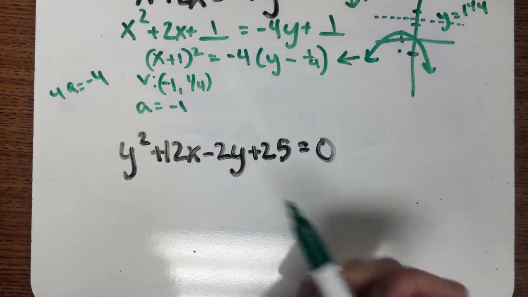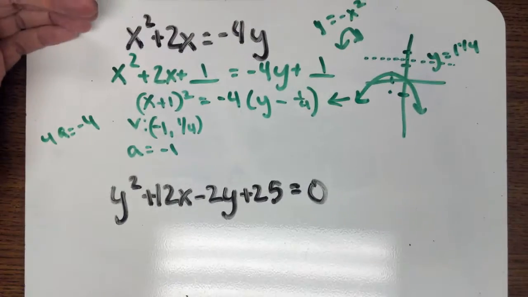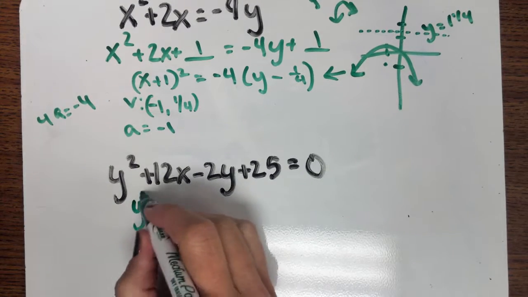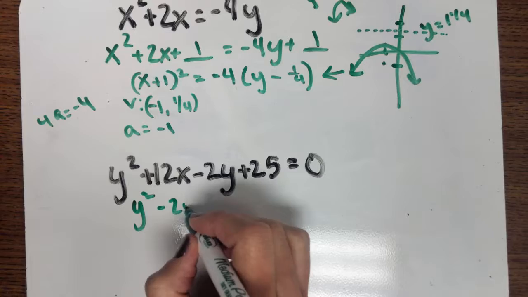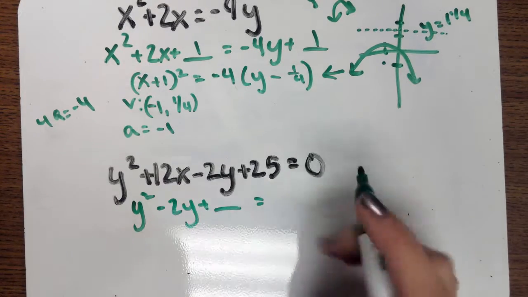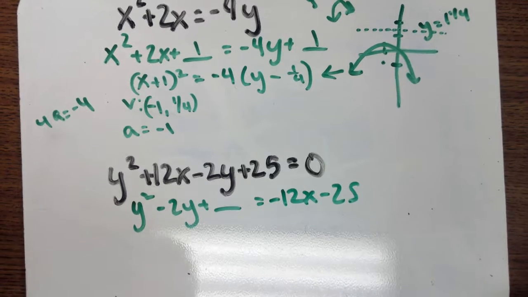Then the second one, we have the same idea. It's just we have to rearrange things. So the first one, everything was already on the correct side. Now the difference is I just have to get everything organized. So I have my y squared. That means I'm going to keep all of the y terms onto the left side. Then I'm going to bring everything else over. So minus 12x and minus 25.